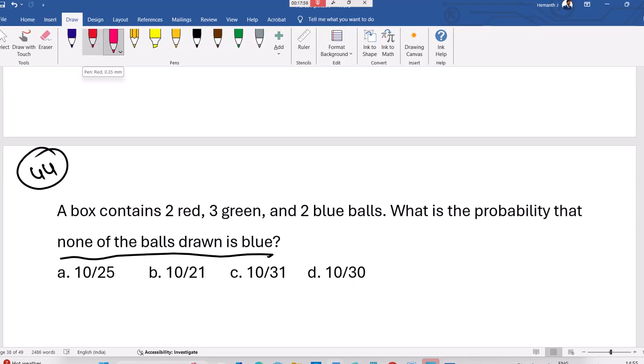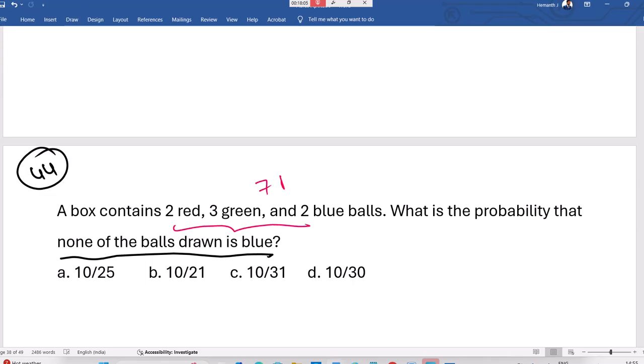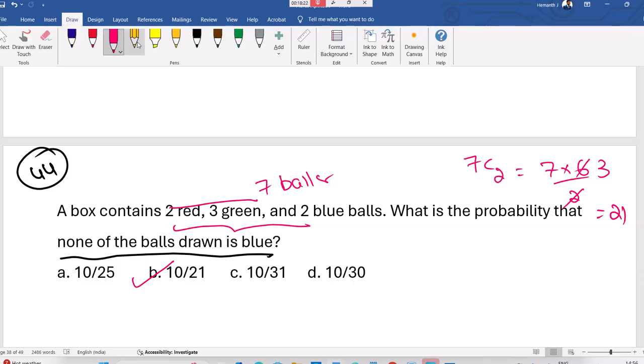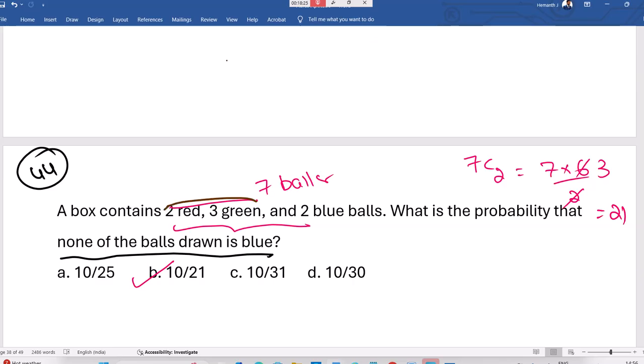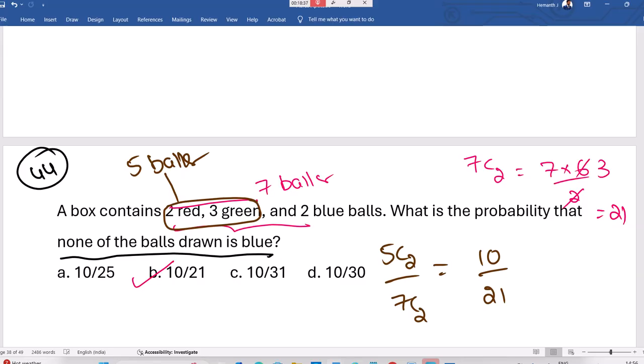How can you sense 2 balls here? Denominator, total how many balls here? 7 balls. 7C2 is 21. So that's why I sense 21 is here. I sense it's like 2 balls drawn. Now you don't want blue, means you should draw only from red and green. How many balls? 5 balls favorable. So 5C2 divided by 7C2. 5C2 is 5 into 4 divided by 2, which is 10. 7C2 is 7 into 6 divided by 2, which is 21.